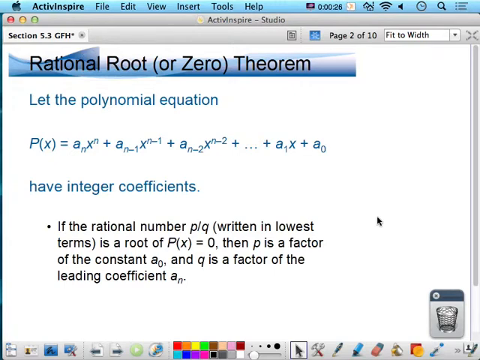It says that if we have any polynomial equation, any at all, as long as it has integer coefficients, the following statement is true. If the rational number p over q, written in lowest terms, is a root of that polynomial, then p is a factor of the constant a sub 0. So the top number has to be a factor of this number, and the bottom number, the q, has to be a factor of the leading coefficient.